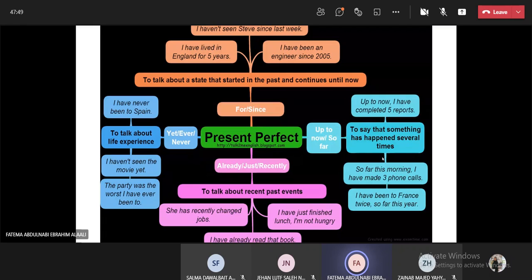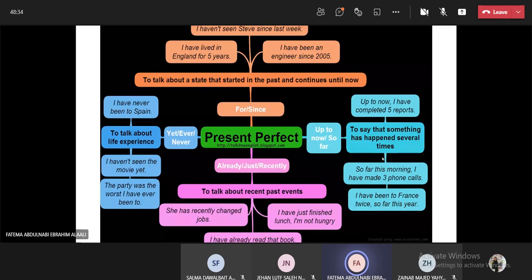Another use of present perfect is with already, just, and recently, to talk about recent past events, like she has recently changed jobs. I have just had lunch, I'm not hungry. I have already read that book. So with already, just, and recently, we use the present perfect. We also use it with yet, ever, and never, to talk about life experience, like I have never been to Spain, I haven't seen the movie yet, and the party was the worst I have ever been to.